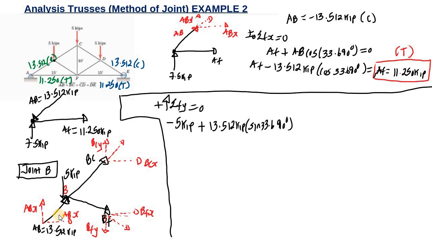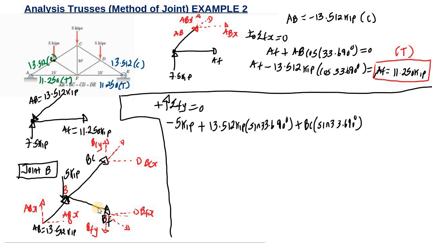Then the next vertical force we are going to take a look at is BC. So it's going to be BCY. As you can see, this is BCY. Because it is moving upward, it is positive. So this is positive BC, then multiply by sine of the angle because we are taking a look at the vertical component. So this is sine of 33.690 degrees. Then the last one is BF. As you can see, BFY is moving downward.